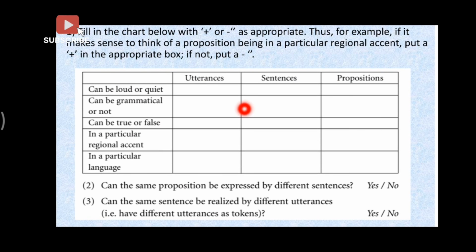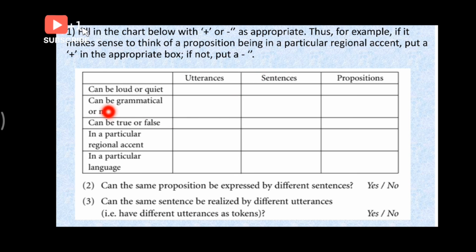On this last slide, we have a very interesting exercise and practice. Fill in the chart below with plus or minus as appropriate. For example, if it makes sense to think of a proposition using a particular regional accent, put a plus in the appropriate box. If not, put a minus.